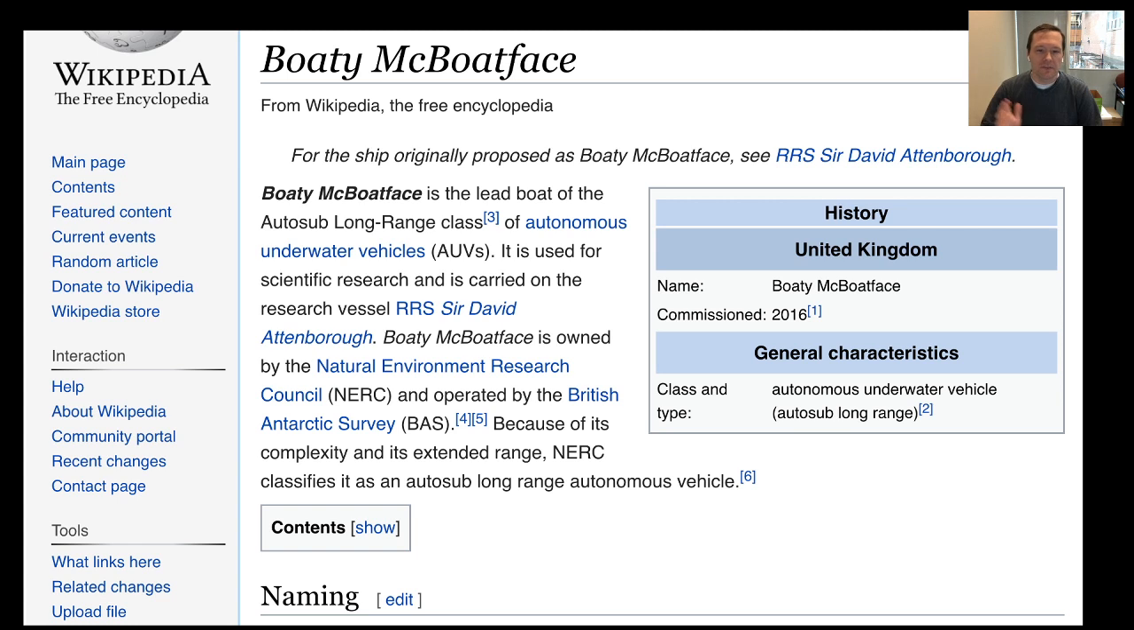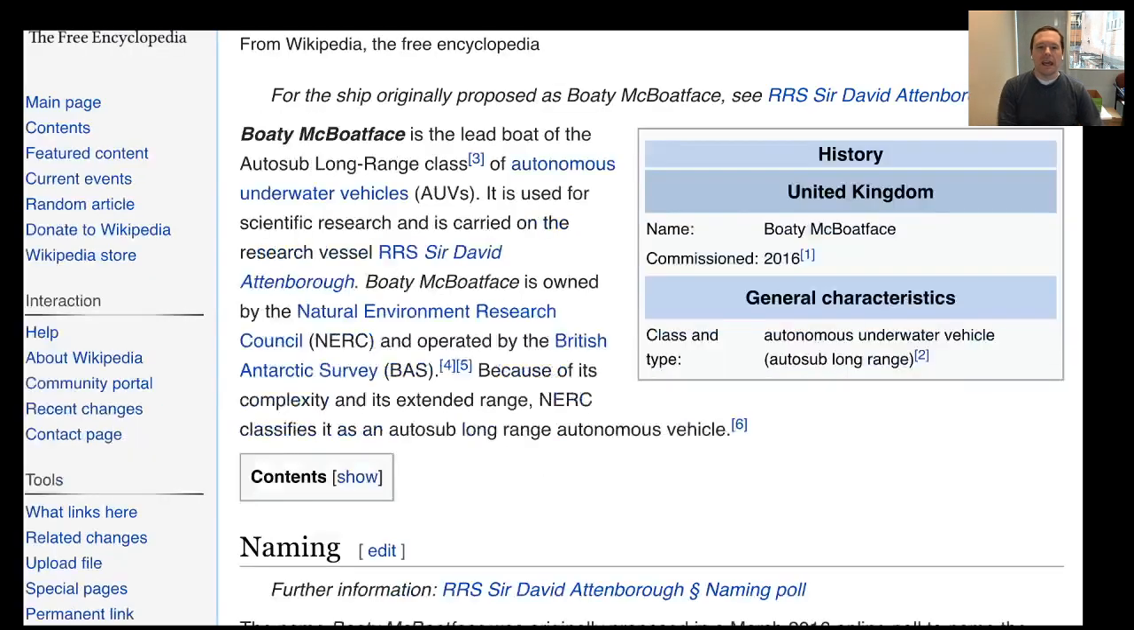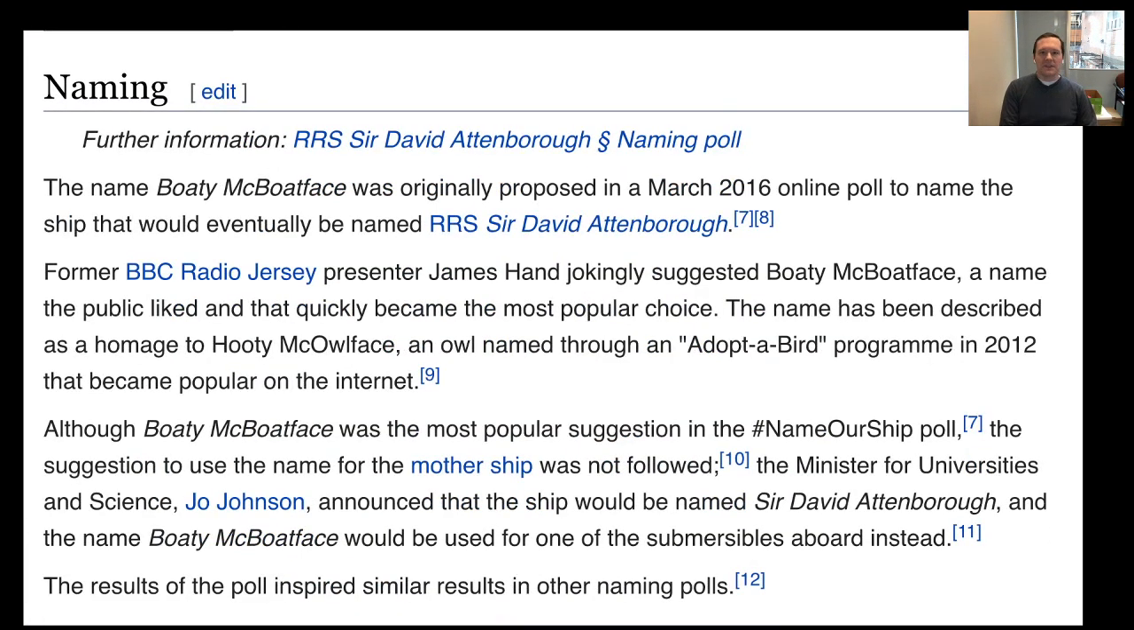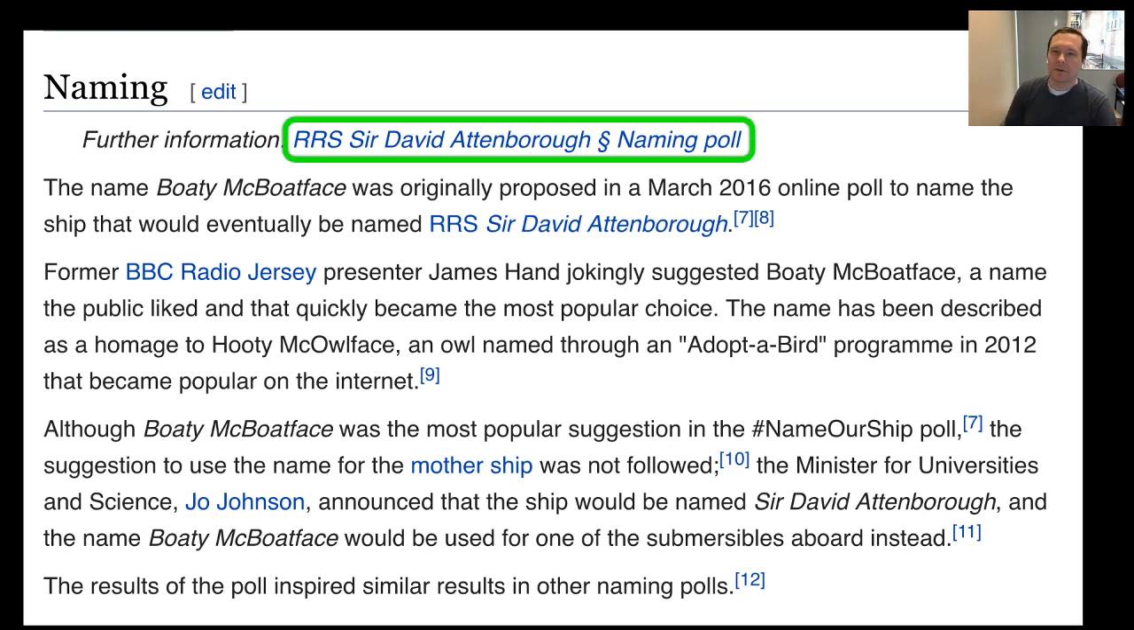So Boaty McBoatface was, as it says, an autonomous underwater vehicle in the UK. And what I want to emphasize is this notion of how it was named. And it was, as it says, quickly a March 2016 online poll. But this is the summary. And so up here, it says further information. And I'm going to go dig through further information.